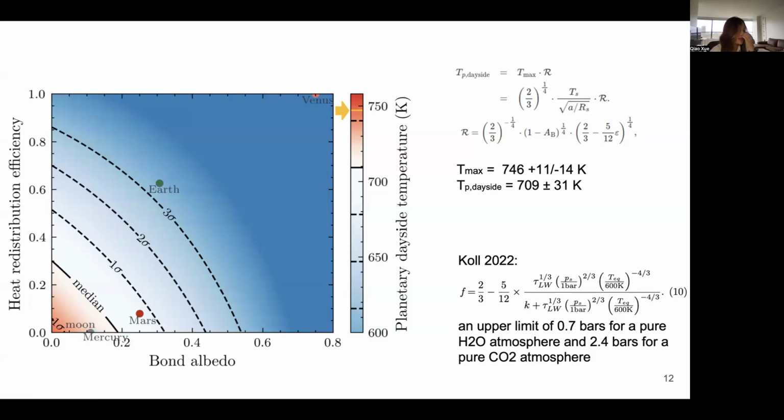To place quantitative limits on the thickness of a possible atmosphere, we used this scaling relation for the heat redistribution parameter from Koll 2022. We find an upper limit of 0.7 bars for a pure water atmosphere and 2.4 bars for a pure carbon dioxide atmosphere. This helped us rule out the scenario of a very thick Venus-like atmosphere.